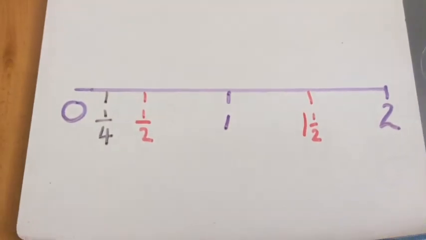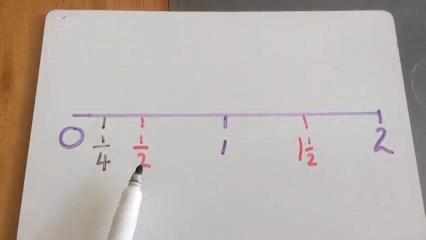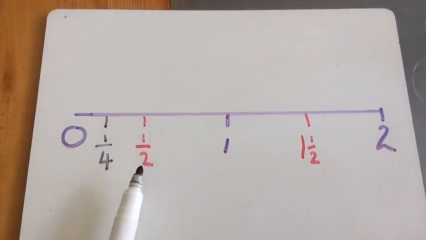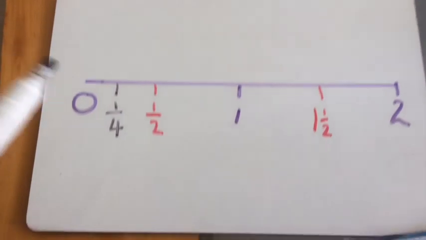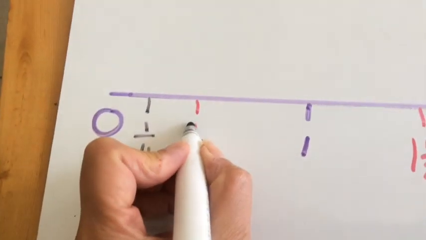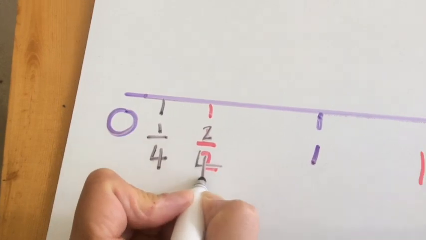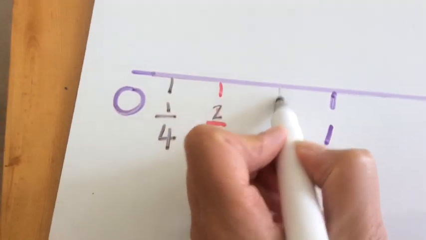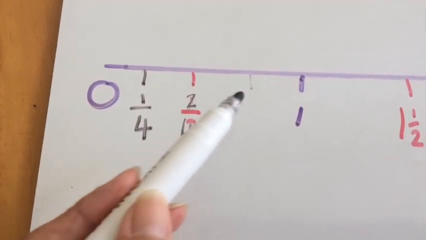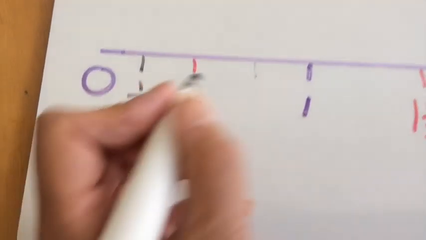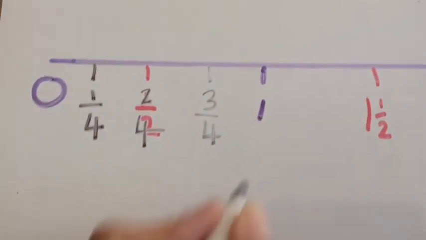If you wanted to carry on counting in quarters, what should this be if we were working in quarters? It would go 1/4, and this would change to 2/4, which remember is the same as a half. So what would that be? 1/4, 2/4. That's right, 3/4. And then you've got your full one.